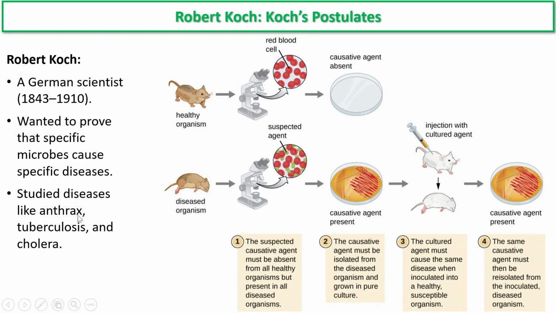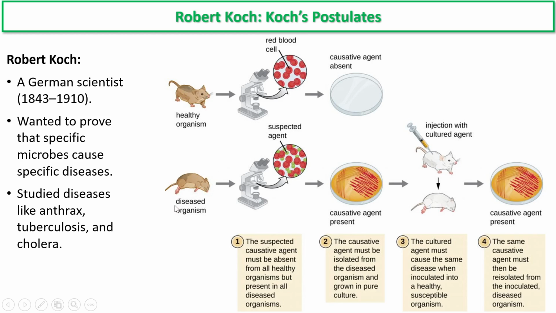So he studied diseases like anthrax, tuberculosis, and cholera. He did a small experiment. He took a healthy organism, isolated the red blood cells and observed them under a microscope. He also cultured them on culture media in a petri plate. He found there was no growth, no causative agent, because this was a healthy mouse. Under the microscope he observed clear red blood cells, and on the petri plate he observed no culture growth.